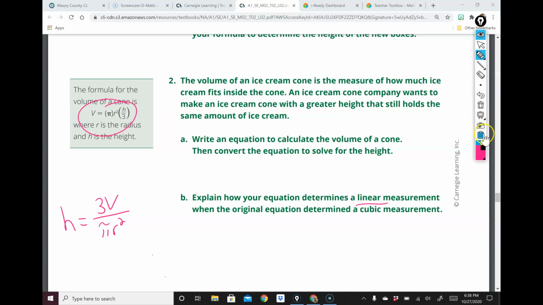So since we have a volume that's cubic and the radius, which is linear, squared times itself, the area of the base of the cone is in square units. It's kind of like if you have x to the third power divided by x squared, you would subtract your exponents and you would get x to the first power, and it becomes linear.